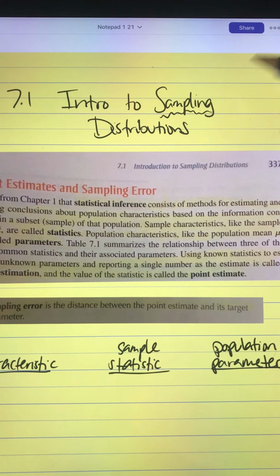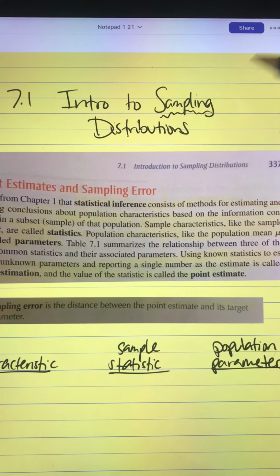So a statistical inference is what we're going to start doing in Chapter 7, which is just estimating and drawing conclusions about a population based on information contained in a sample of that population. So you need to write that down as part of your notes.